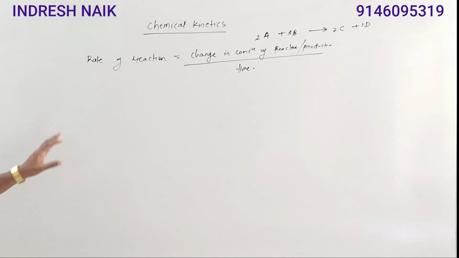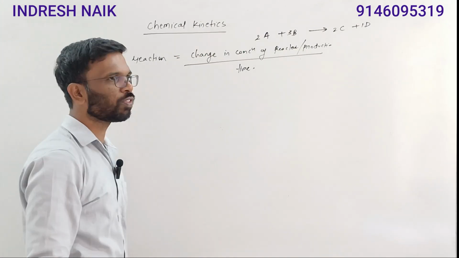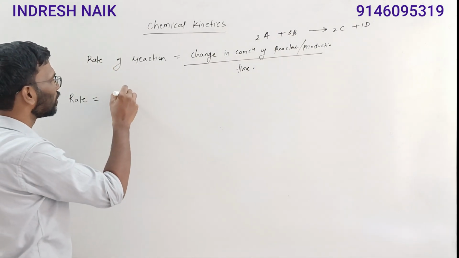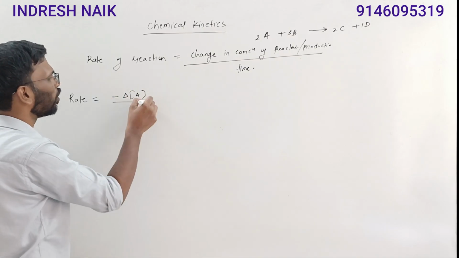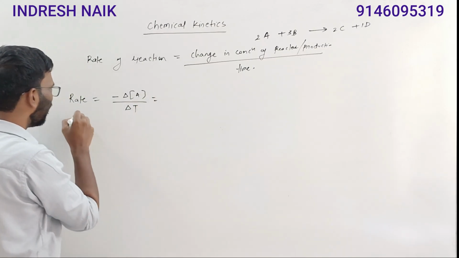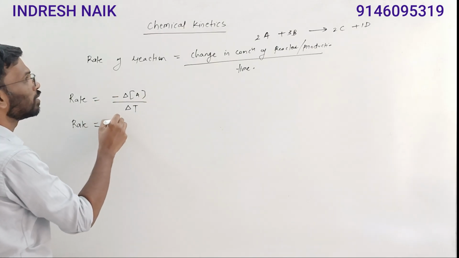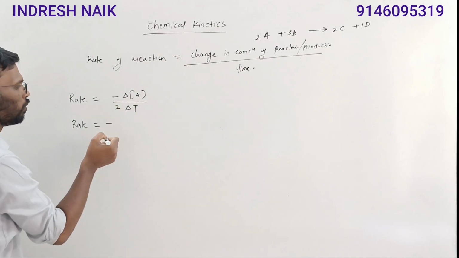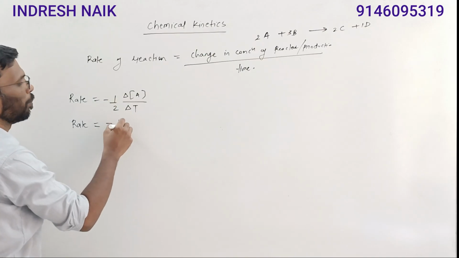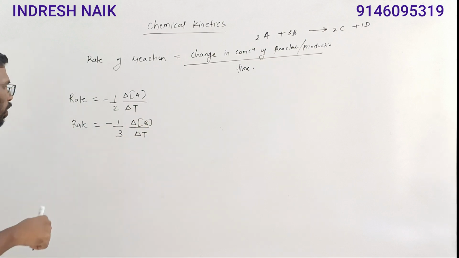Now, let's say you want to write a rate for this. You can write rate is equal to concentration of the reactant. A is there. So how will you write it? You will write minus delta A by delta T. I am considering the average rate only. I can also write rate is equal to minus 1 by 2, or rather minus 1 by 3 delta B by delta T. Significance of minus I'll tell you.